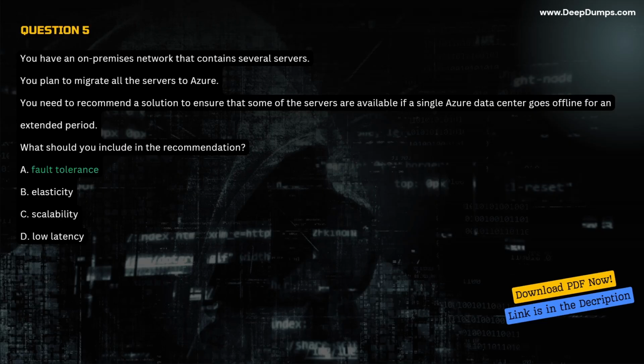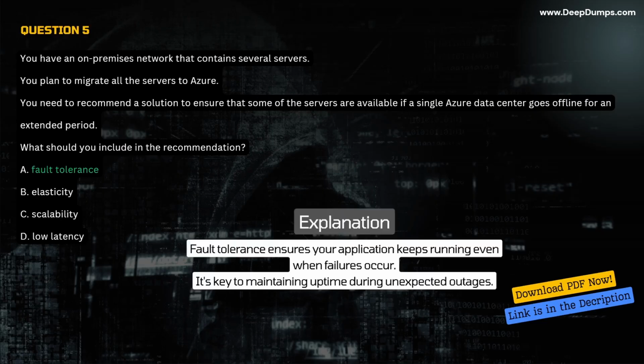Correct answer is A. Fault tolerance. Explanation: fault tolerance ensures your application keeps running even when failures occur. It's key to maintaining uptime during unexpected outages.